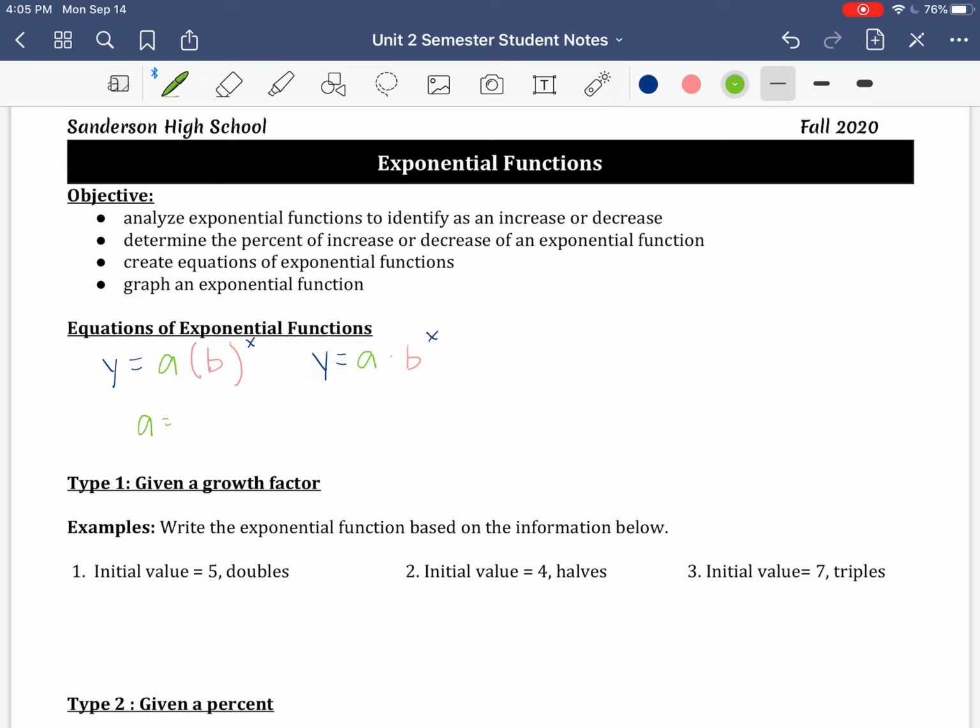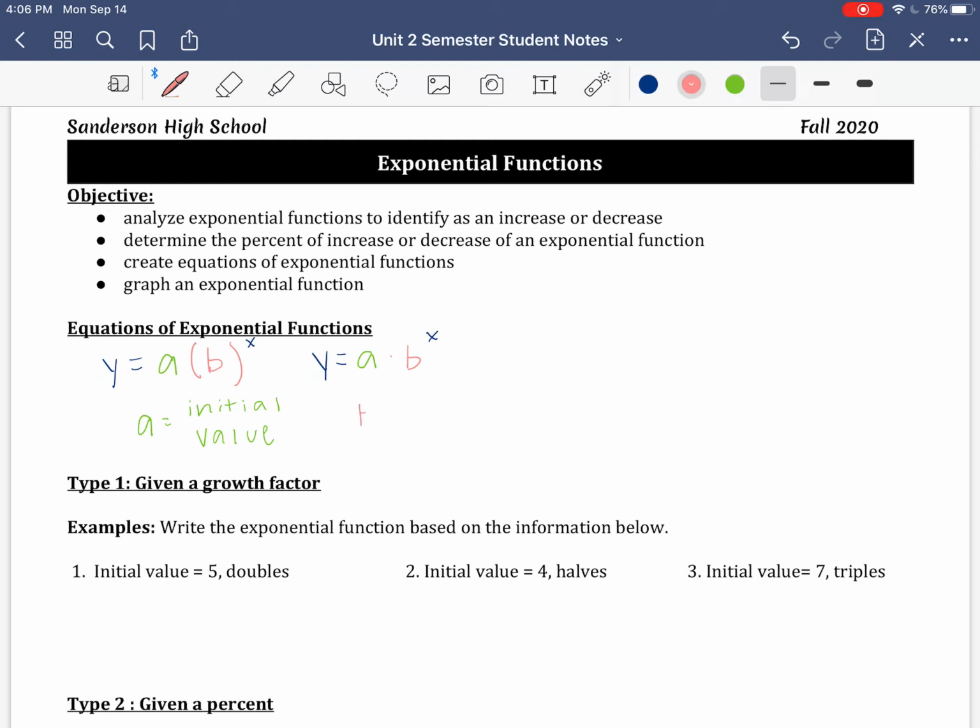We need a, which is your initial value. So think your starting number, starting at 0, your 0th term. That value is your y-intercept still. Your initial value was always on the y-axis if you're looking at a graph. So same idea as linear equations.